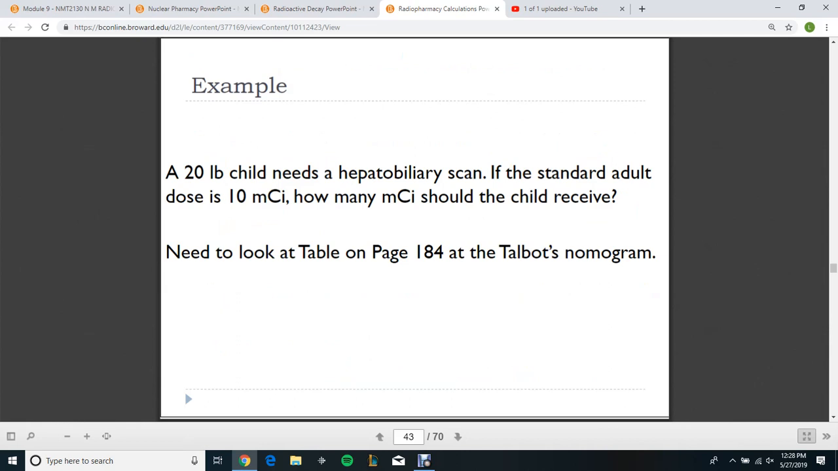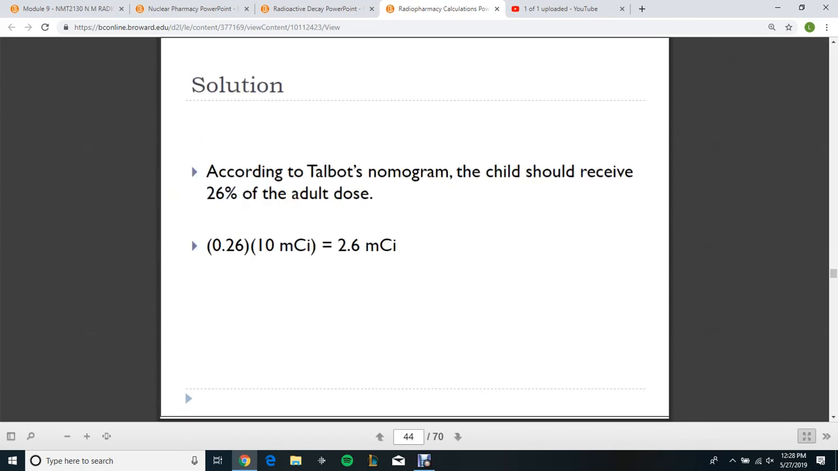A 20-pound child needs a hepatobiliary scan. If the adult dose is 10 millicuries, how many millicuries should the child receive? Need to look at the page on the Talbot's. According to Talbot's nomogram, the child should receive 26% of the adult dose. So 0.26 times the 10 millicuries of the adult dose is equal to 2.6 millicuries.